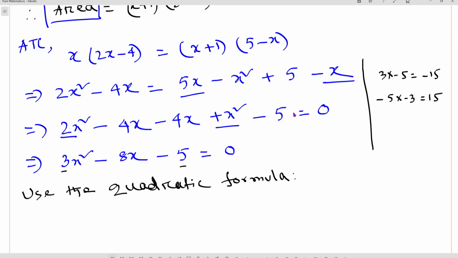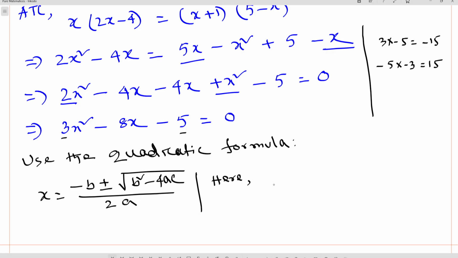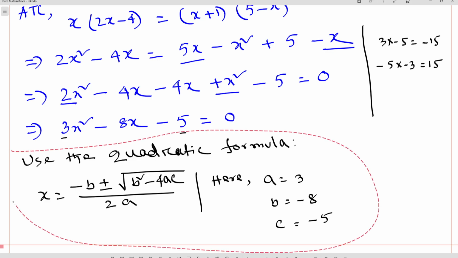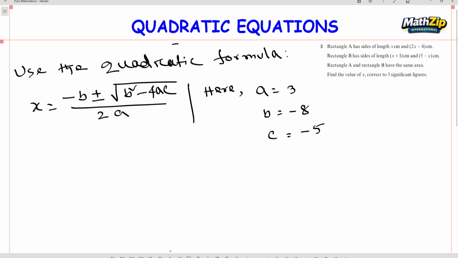Okay, so quadratic formula, x equals, we know, minus b plus minus root over b squared minus 4ac divided by 2a. So here a means the coefficient of x squared, it means 3, b equals minus 8, and c equals minus 5. Now we will implement this one in this equation.